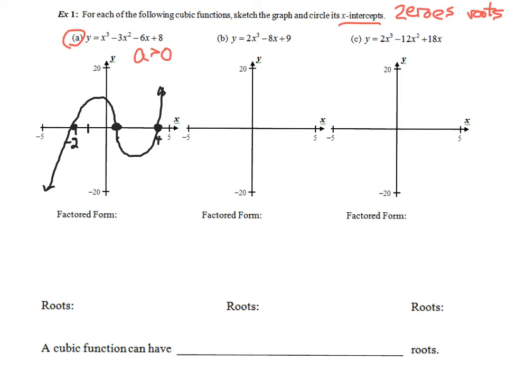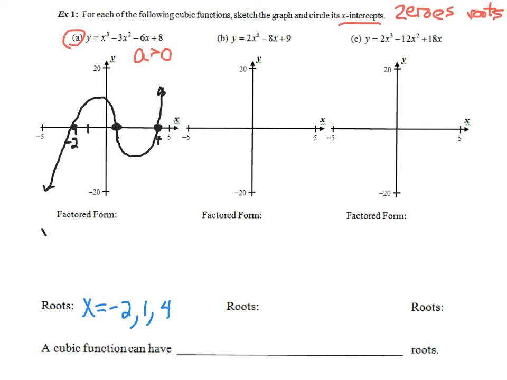So let's list down the roots that we found. X is equal to -2, +1, and +4. So I can take those roots and I can actually tell what the factored form of this cubic function is by putting in the factors that would have been required to get these 3 roots.